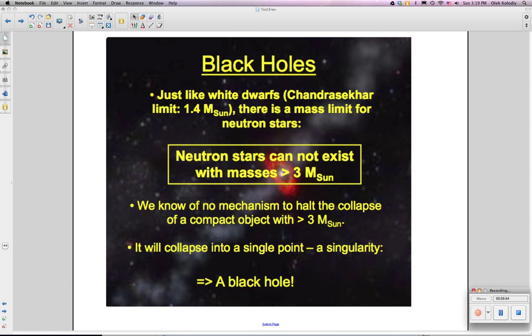Just like white dwarfs, which have a Chandrasekhar limit of 1.4 solar masses, there is also a mass limit for neutron stars. Neutron stars cannot exist with masses greater than 3 times the mass of our sun. We know of no mechanism that will actually halt the collapse of an object this large. Gravity will cause it to collapse to a single point, which we call a singularity, hence the name black hole.